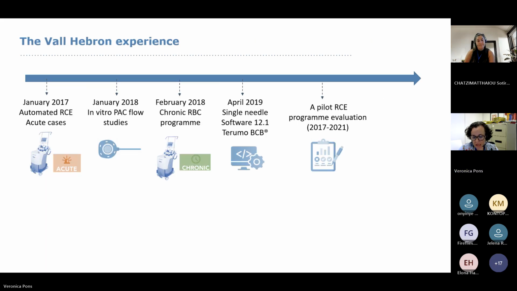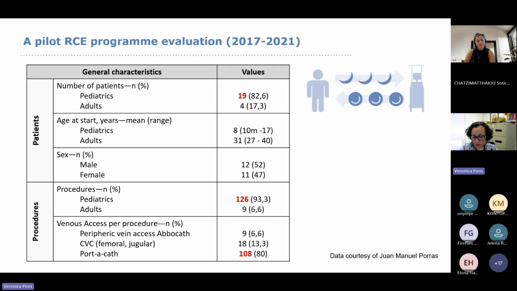So in April 2018, we began using the single needle software and conducted an evaluation of the red cell exchange program for all patients between 2017 and 2021. As you can see in the table, most of our patients were pediatric. We performed a total of 126 pediatric procedures, most of which were chronic indications, and most of these were also performed using a port device.